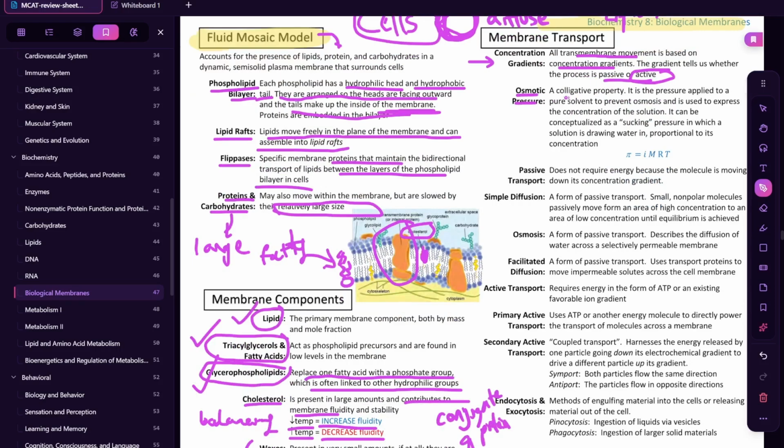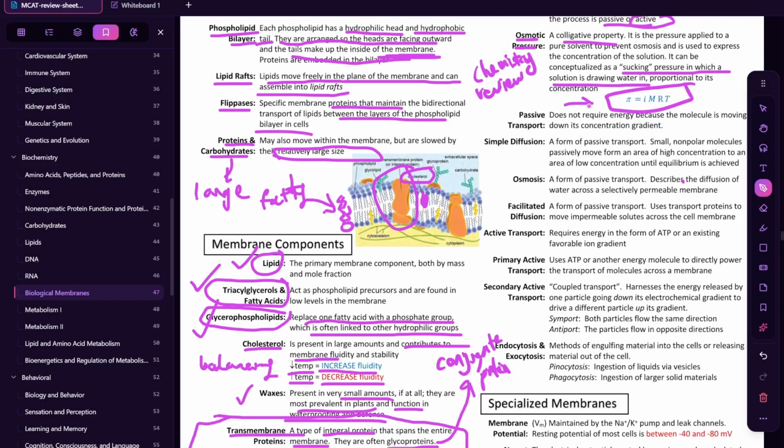So osmotic pressure is a colligative property. So this formula is just chemistry review. Osmotic pressure is the sucking pressure with which a solution is drawing water in. And this formula is chemistry review.